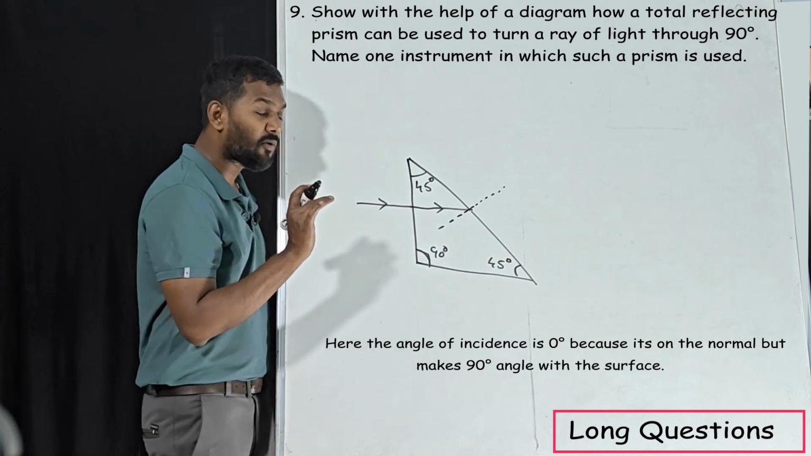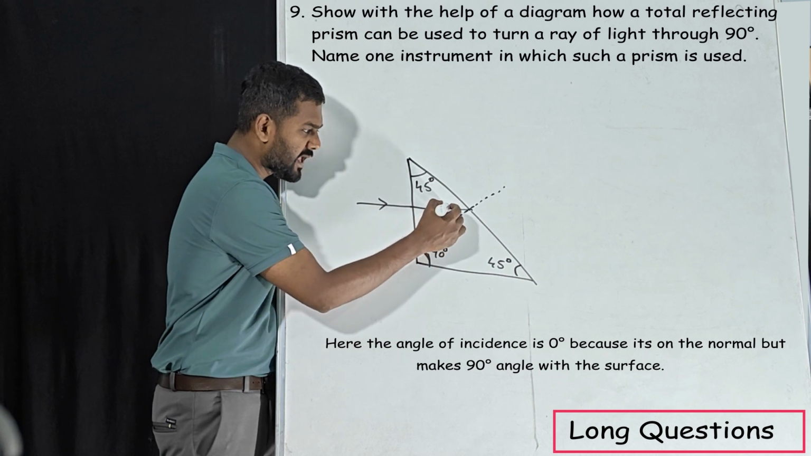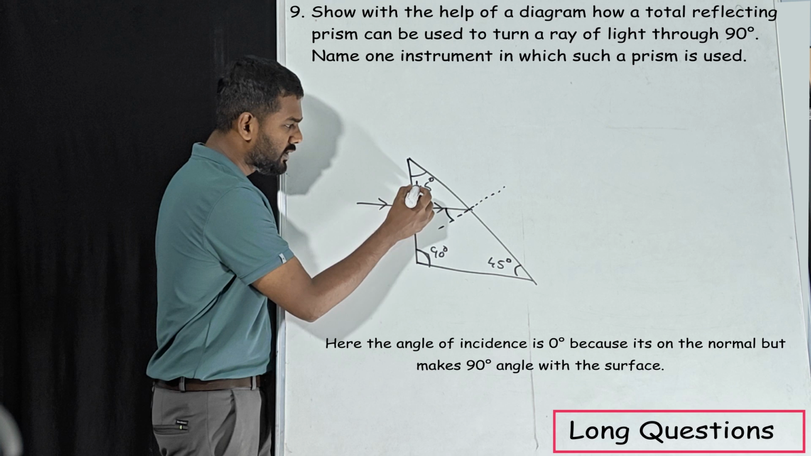Okay, now what angle we want, that is important. This is the incident ray and this is the normal, this angle we want. So how to find this one? See, we know this is 45.